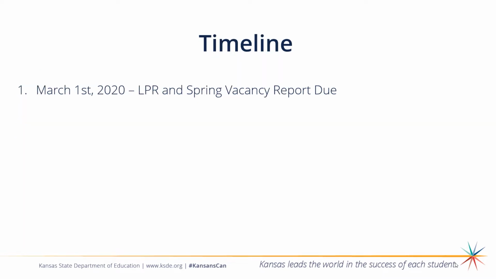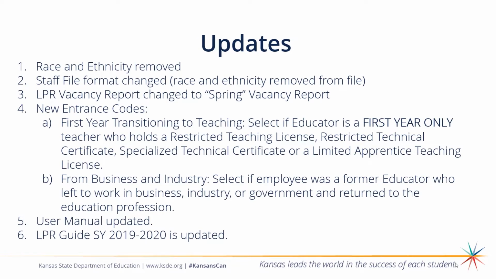Just a reminder on the timeline, the report is due March 1st. When you submit your licensed personnel report, you will also simultaneously submit your spring vacancy report. A few updates were implemented this school year. Race and ethnicity was removed from the system. We capture this information in our license application system, so we decided it was a bit redundant to have the districts continue to report this information through EDCS, so we removed it.